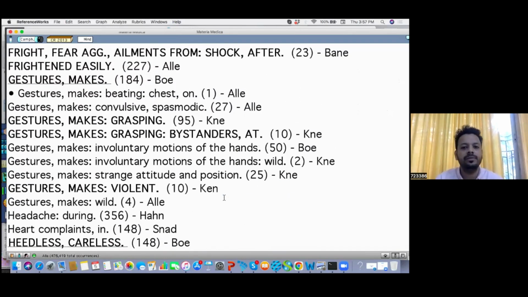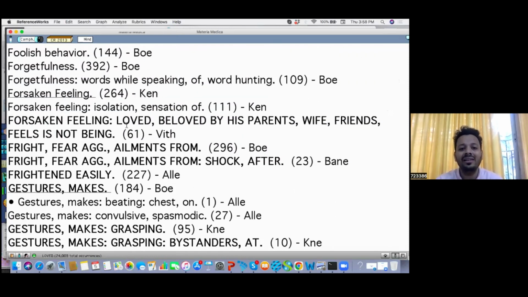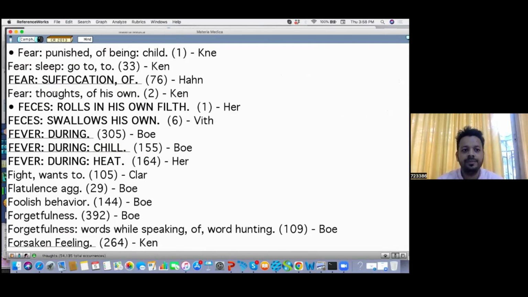Camphora, many gestures, beating on chest, gestures at bystanders. Typical Camphora. Forsaken feeling, doesn't feel loved by people in and around. Foolish behavior. Swallows own feces, like Mercury.